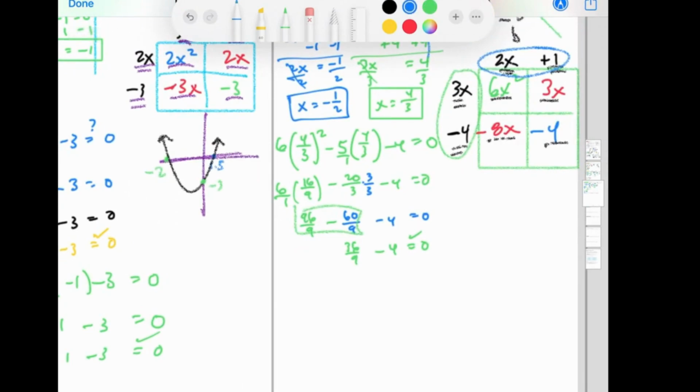Let's go ahead and check 4/3. What? That was great. Okay, sorry. I'm counting down. X equals negative 1/2. 6 times negative 1/2 squared minus 5 times negative 1/2 minus 4.